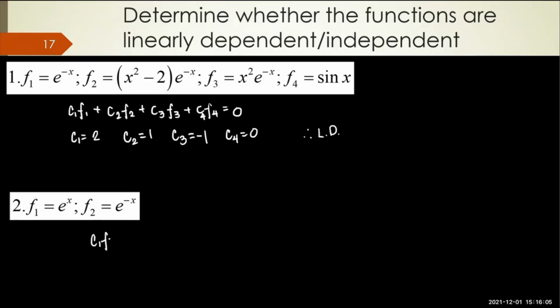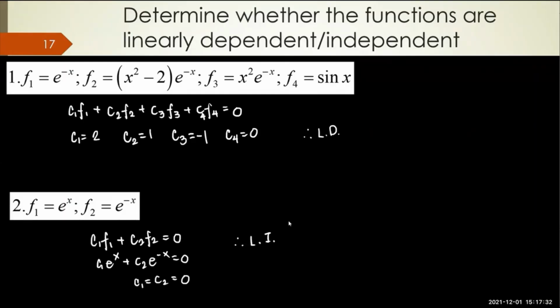Here, C1 F1 plus C2 F2 is equal to 0. Take note that one is e to the x, the other one is e to the negative x. So if this occurs, in no way, because e raised to any number, so long as the number is real, not infinite, it will always give you a value. It will never be negative. So that means for this to hold true, C1 and C2 should be equal to 0. That's why this is linearly independent.